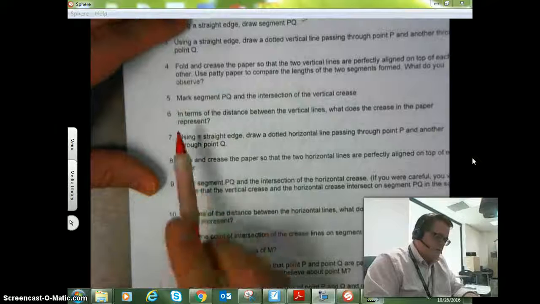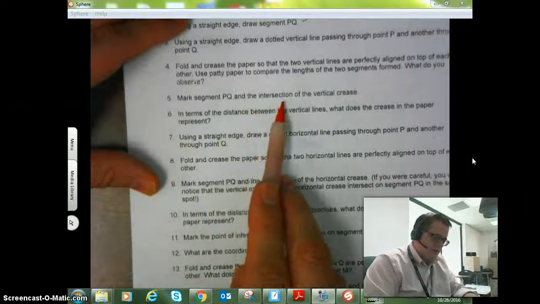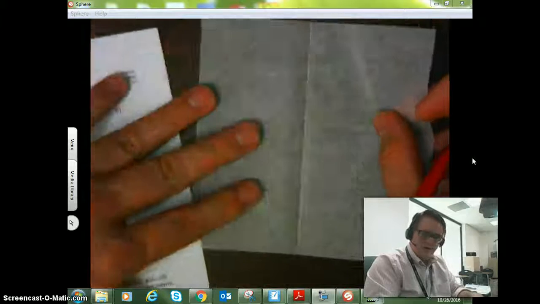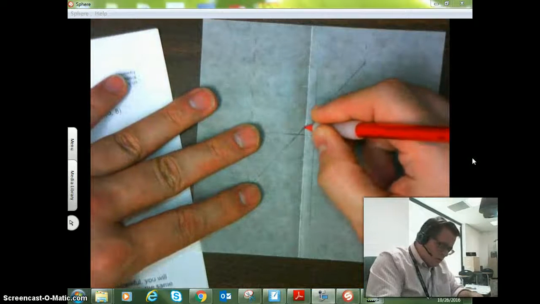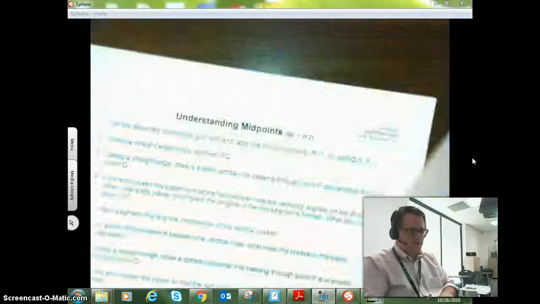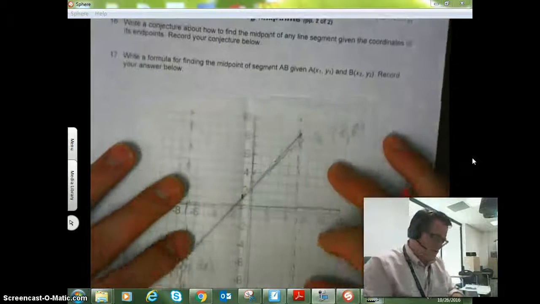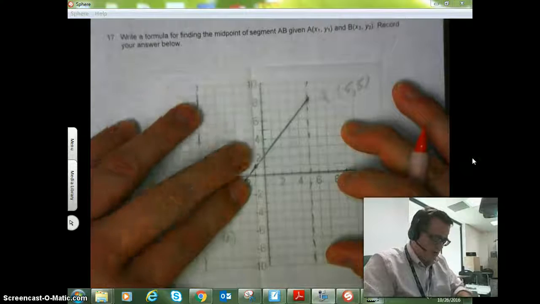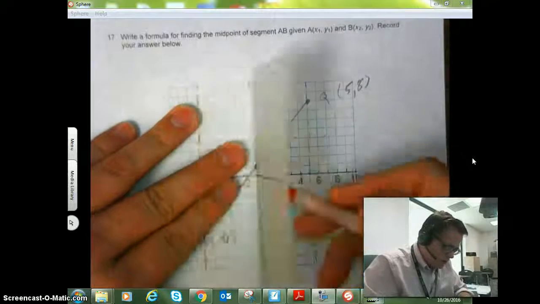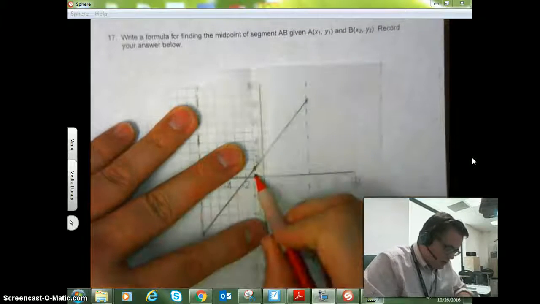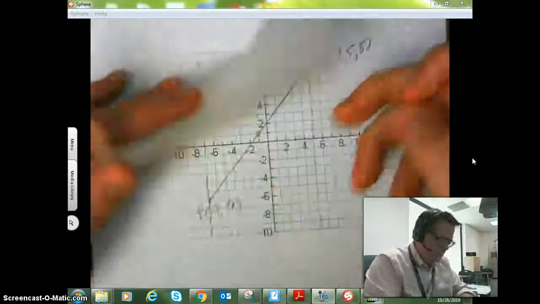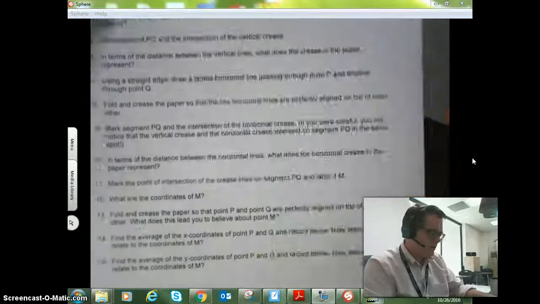So what we want to do is, it says mark the segment at the intersection of the vertical crease. So you can see here where we have it. We want to mark that here, but we also want to transfer that mark onto our graph paper, and we can see that the mark is right here where -1 and +1 would be. So I'm going to go ahead and make that mark right there. All right.